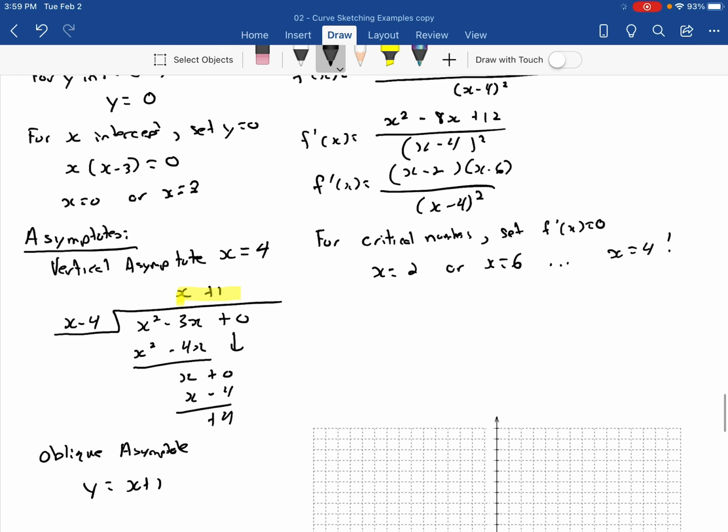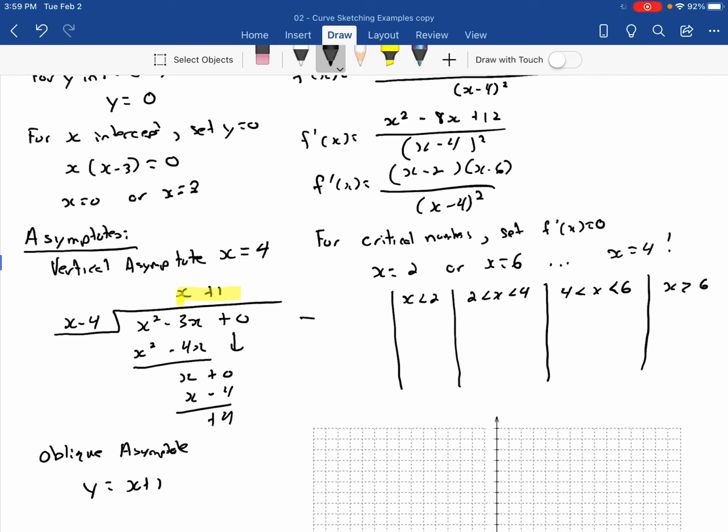So for our chart, and I think I got enough room for it here. Here are the parts of my chart: x less than 2, between 2 and 4, between 4 and 6, and greater than 6. And you know what? I'm just going to do this chart a little bit faster to sort of encourage you that these charts don't have to take forever as you get a little bit better at them. You don't have to be overly experienced to really speed up this process here.